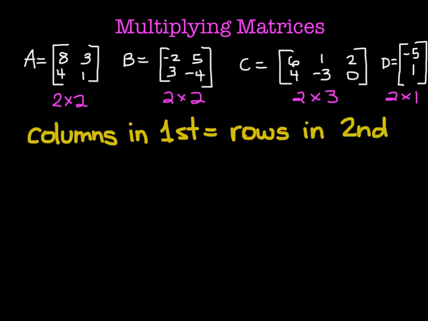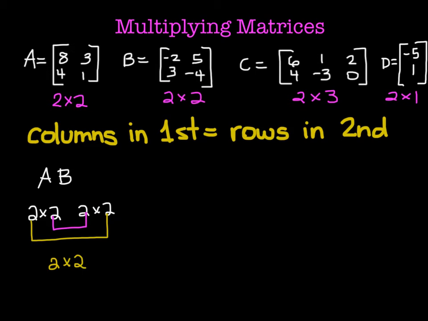So let's look at an example of this. Let's say we want to multiply A times B. A dimensions are 2 by 2. B dimensions are 2 by 2. The middles match. Therefore, the resulting matrix will be a 2 by 2.